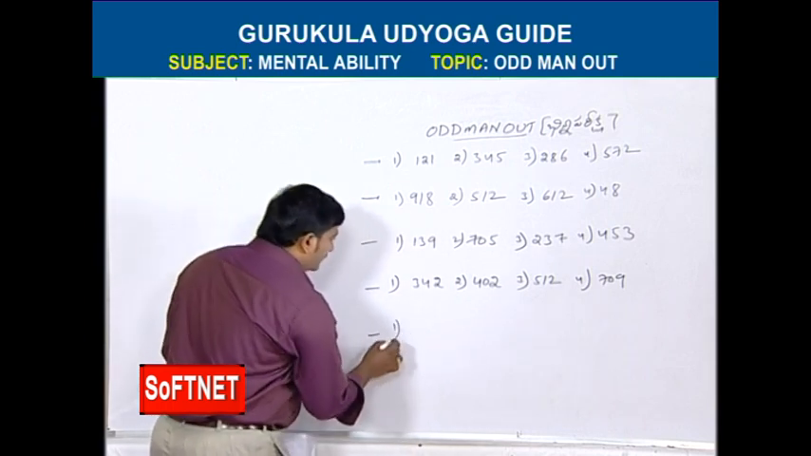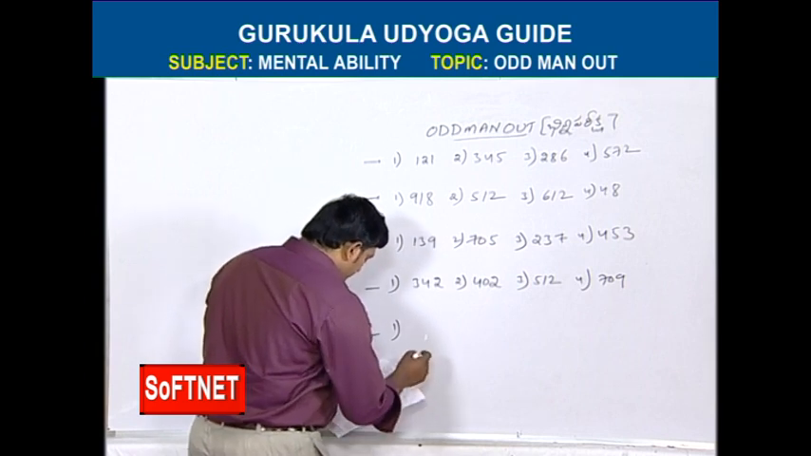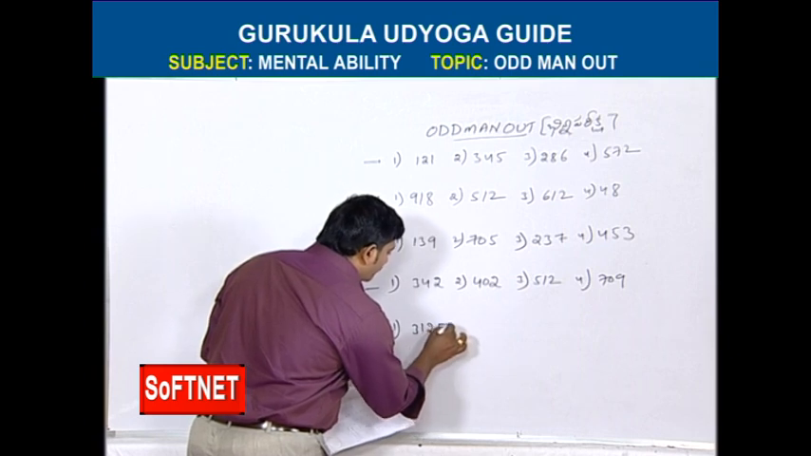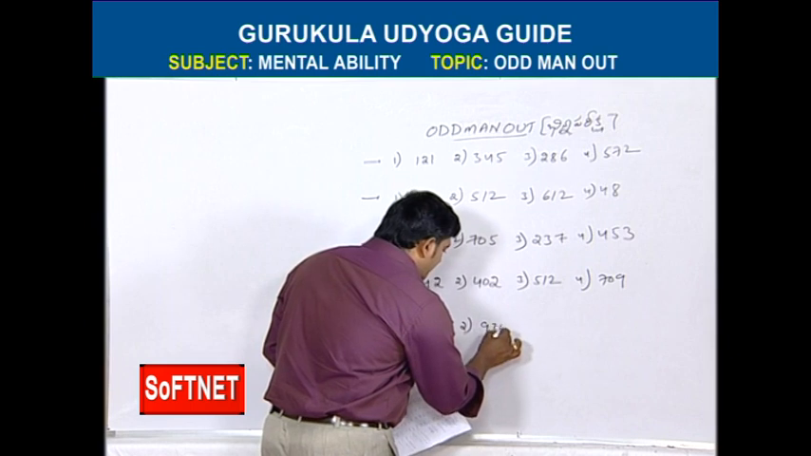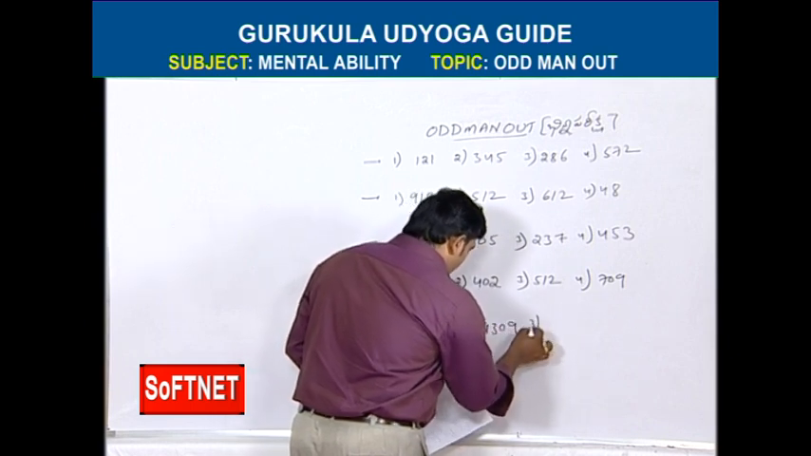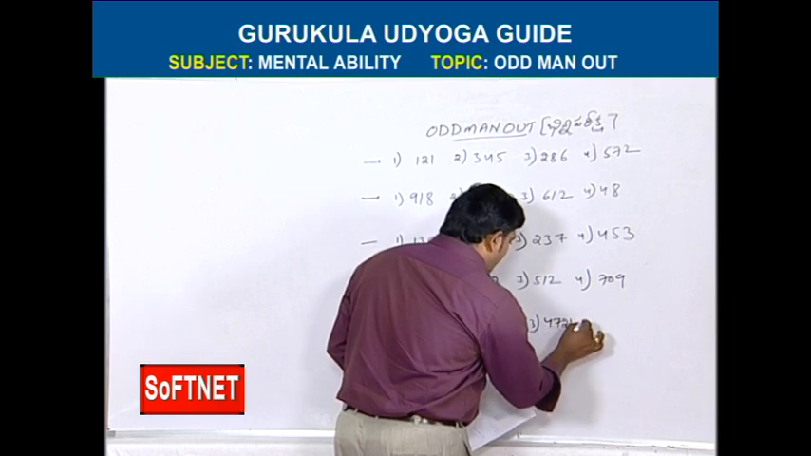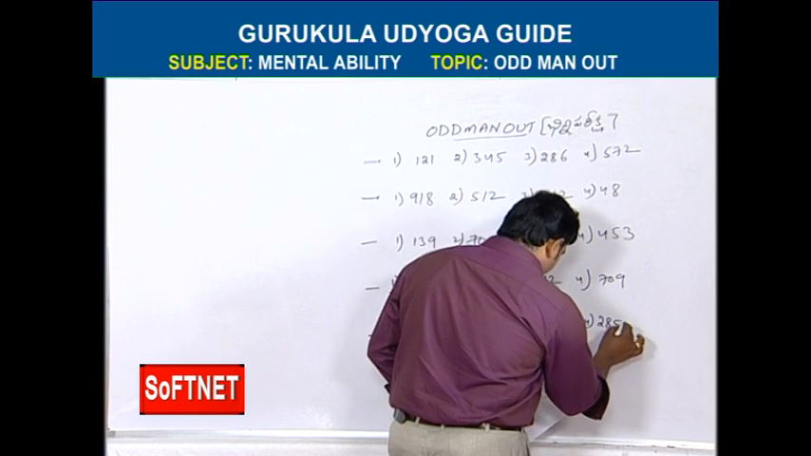Now we can take one more question. The next question: the first option is 3125, the second option is 9309, the third option is 4721, and the fourth option is 2850.